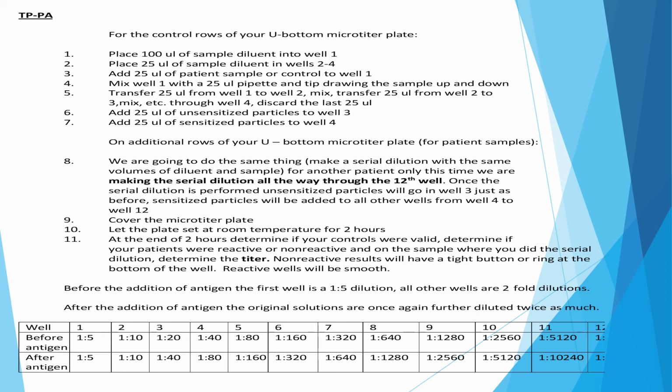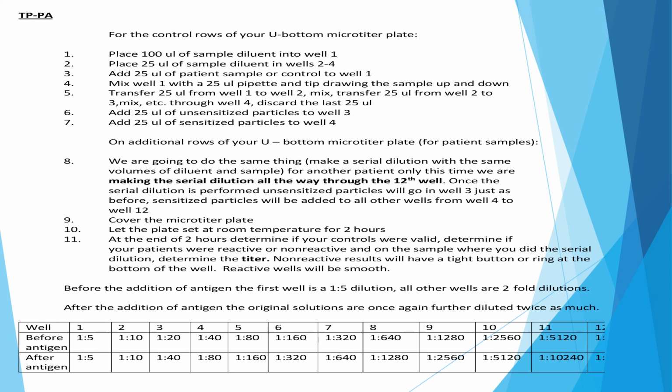Then we add 25 microliters of patient sample or control to well 1, and then we make serial dilutions, transferring 25 microliters from the first well to the second well, from the second well to the third well, to the third well to the fourth well, etc., all the way through the 12th well. Okay? And then we allow it to sit for 2 hours at room temperature.